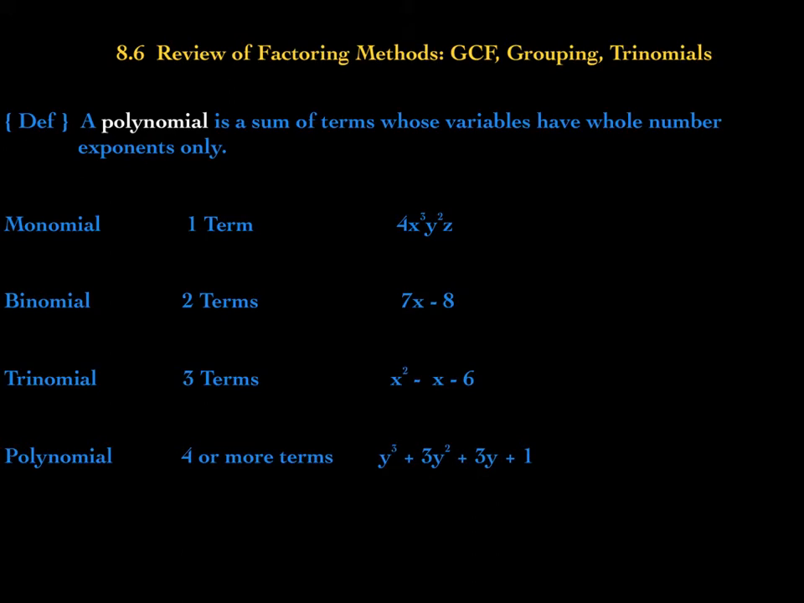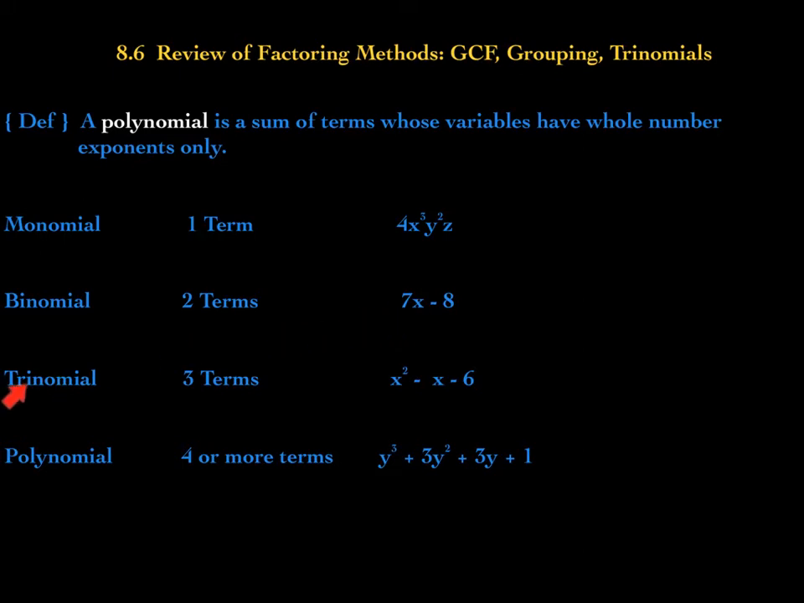Here's some classifications of polynomials. A monomial is a polynomial of one term. The prefix mono means one. Here's an example of a monomial. A binomial is a polynomial of two terms, the prefix bi meaning two. 7x is one of the terms, negative 8 is the second. Remember that terms are separated by addition or subtraction signs.